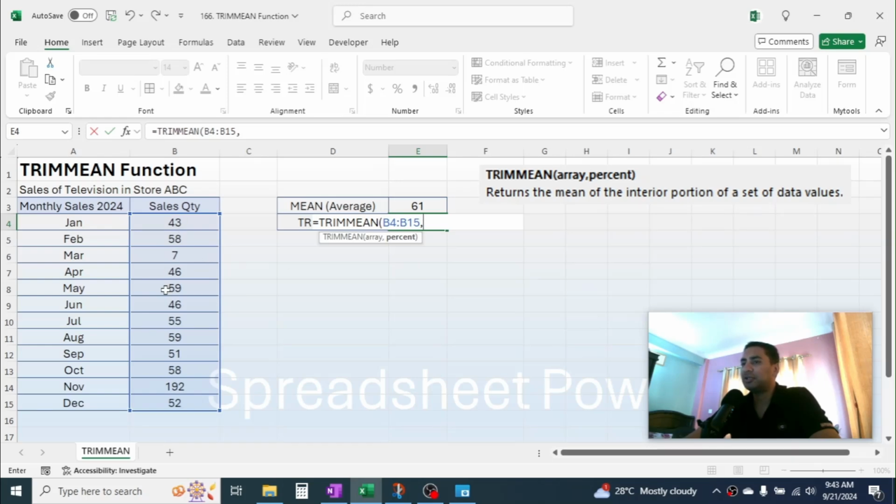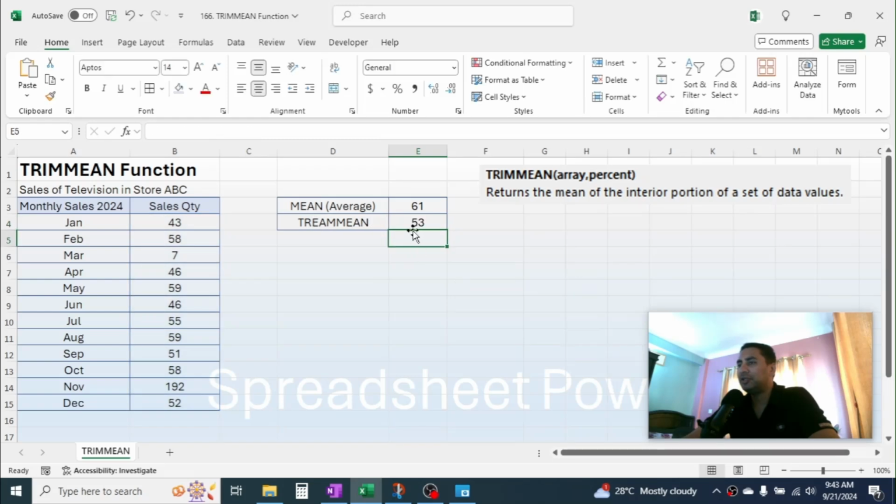Like here in the data we have a total of 12 months. Two months of data is abnormal, so if we calculate the percentage of 2 over 12, then it is nearly 17%. So here in percentage let me take 17 percent, then close parenthesis and hit enter. Here you see the TRIMMEAN is given as 53 units.